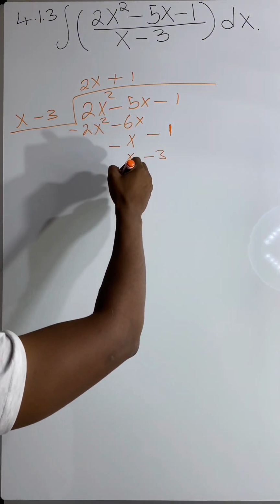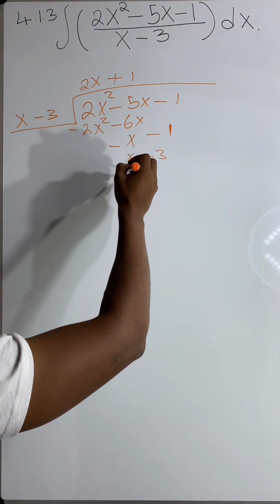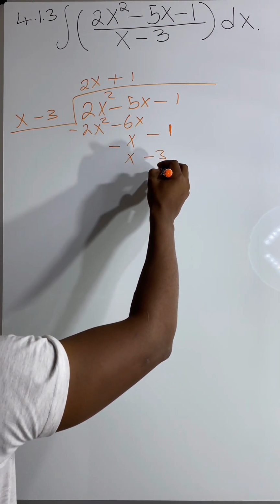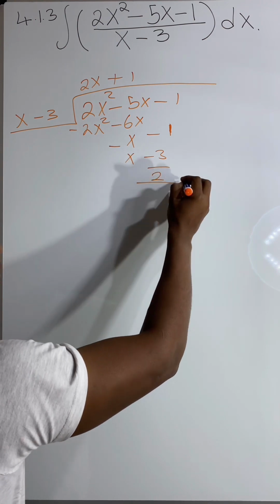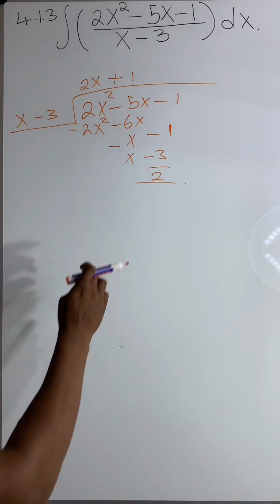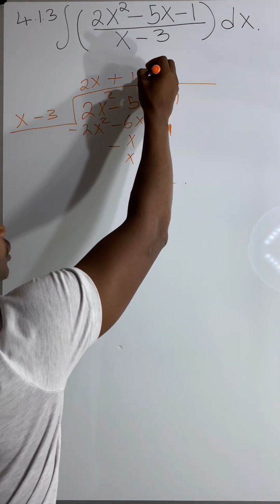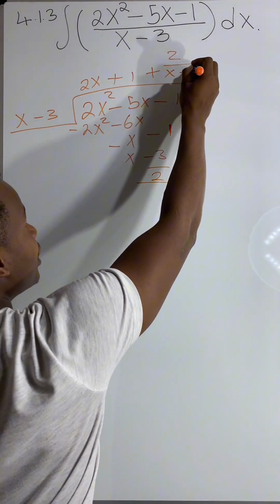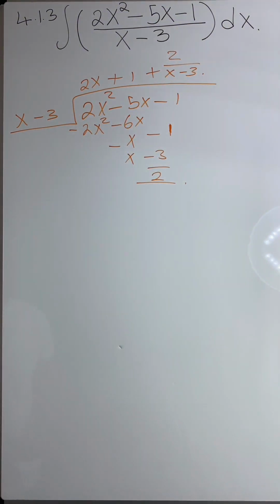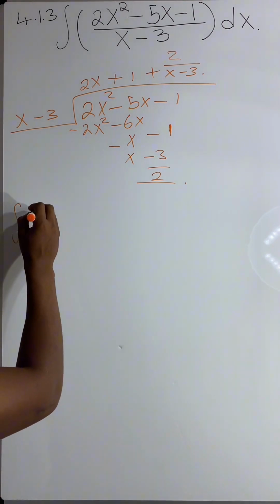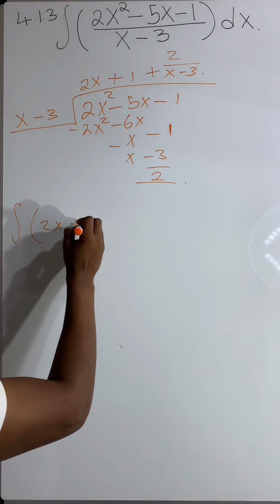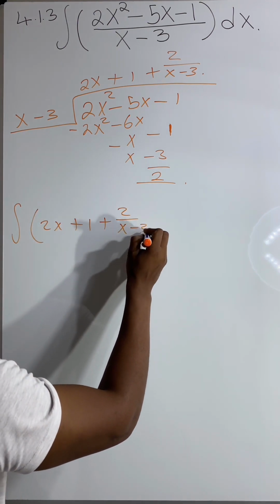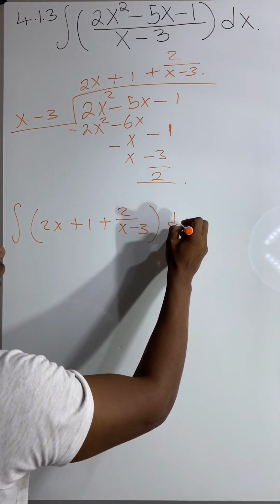And from here we also have to subtract: x minus x gives us 0, minus 1 minus minus 3 gives us positive 2. So since we are left with positive 2, we will divide positive 2 by x minus 3. So our integral becomes the integral of 2x plus 1 plus 2 over x minus 3 dx.